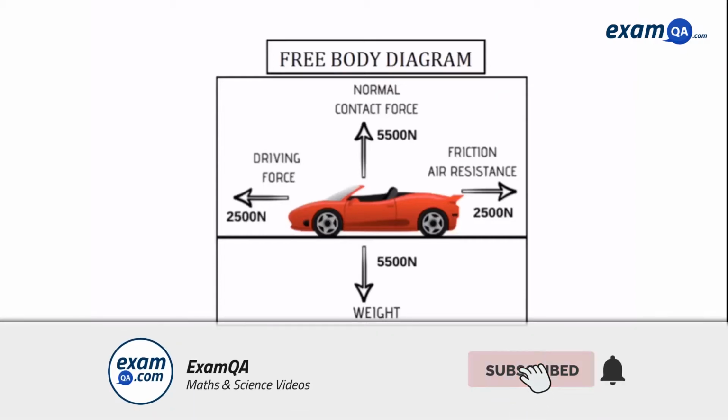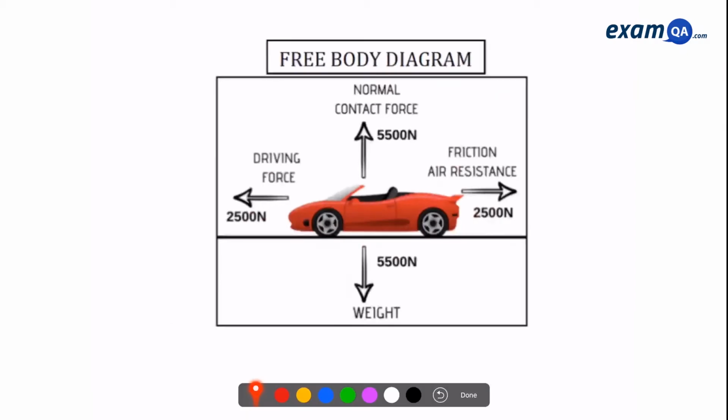This is a free body diagram. Free body diagrams show which directions forces act on an object. So we're going to use this to explain Newton's first law.